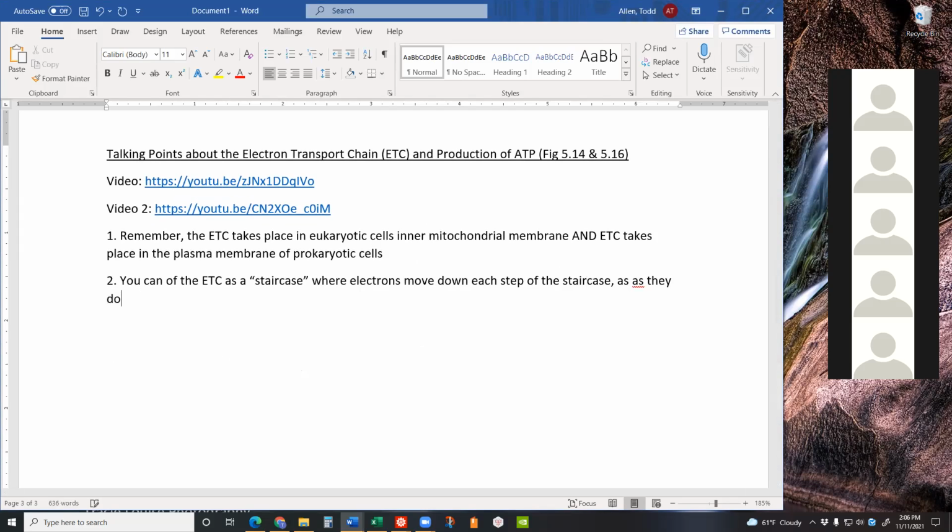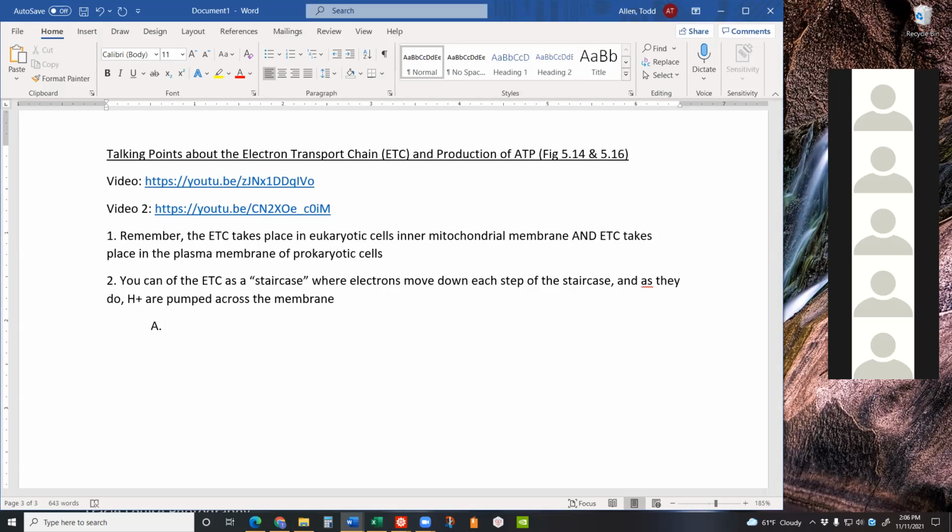And as they do, as the electrons move from one purple molecule to the next purple molecule to the next purple molecule, there's going to be several moments in time where hydrogen ions are pumped from one side of the membrane to the other side of the membrane, okay? And as they do, hydrogen ions are pumped across the membrane, okay? And so think about it.